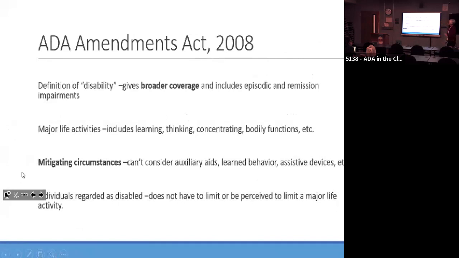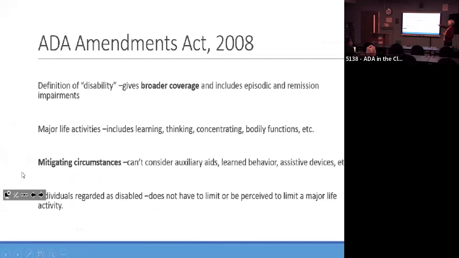So basically, the Amendments Act of 2008 broadened the ADA even more. The whole purpose of this was to make it easier to qualify for protection, so that more people would qualify for protection. That was the whole point of it. The major life activities list was expanded; the majority of that long list was added in 2008.